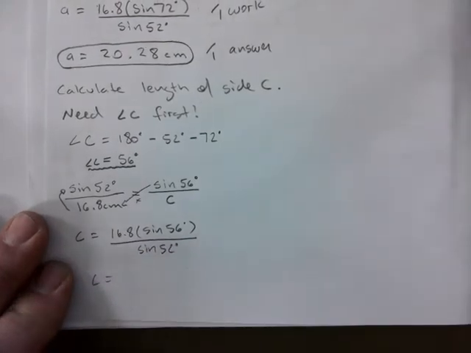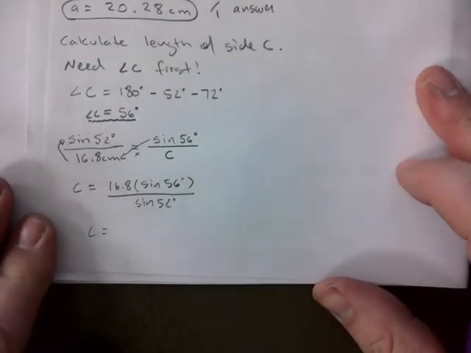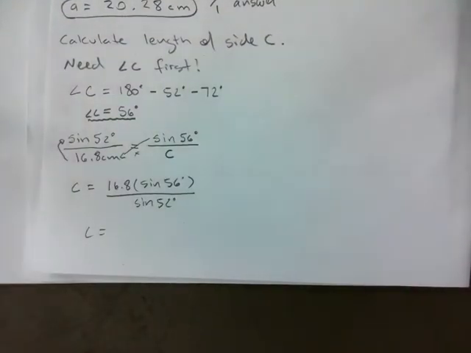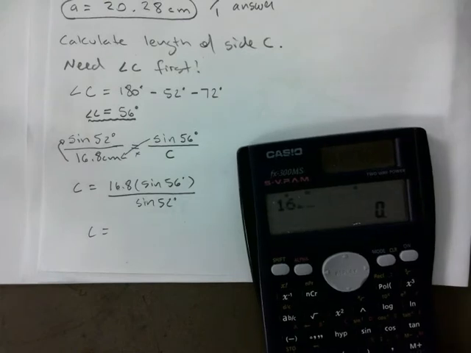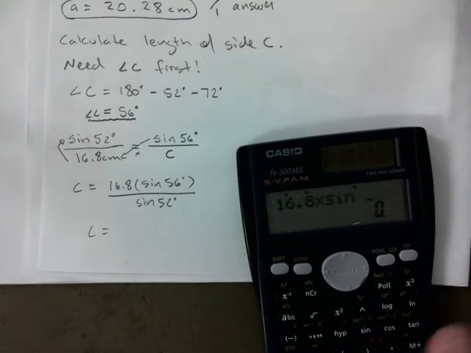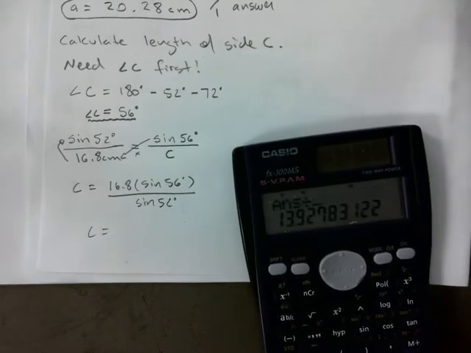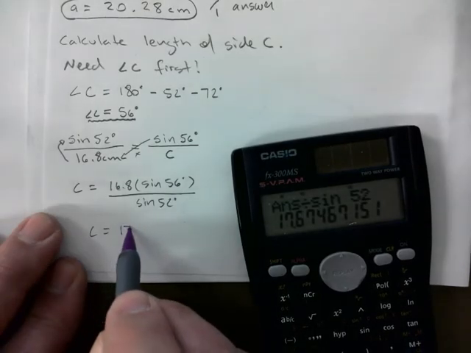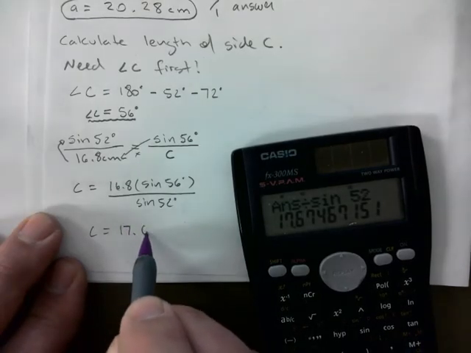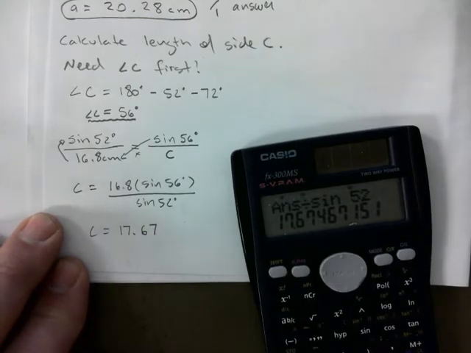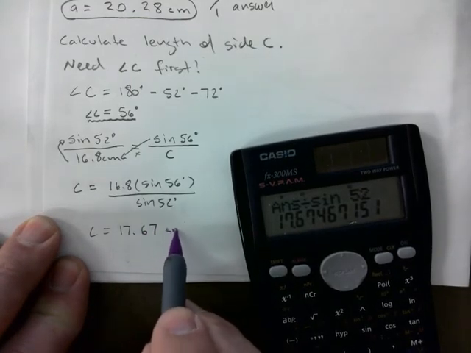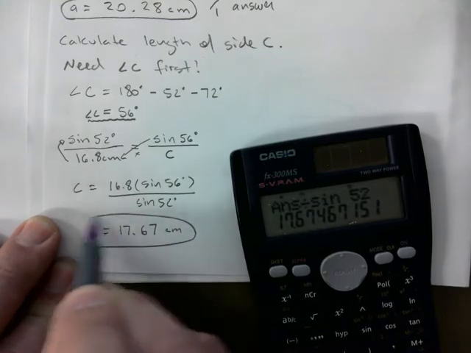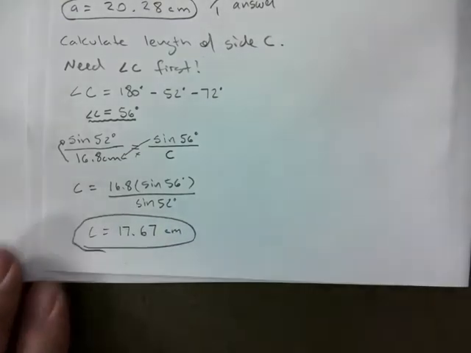It gives you 16.8 times sine of 56 divided by sine of 52. That's 17.67 centimeters. That's my final answer.